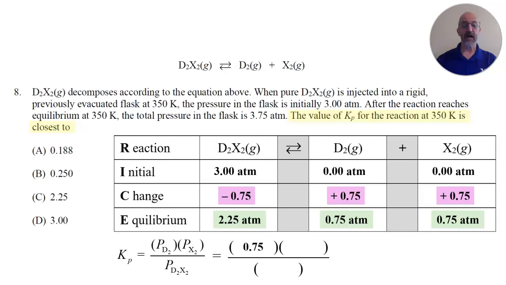0.75 times 0.75 divided by 2.25. And when I do that calculation, I get a value of 0.25, which represents the numerical value of the equilibrium constant Kp for this reaction at 350 Kelvin. So the correct answer to question 8 is choice B, 0.25. So again, we made a rice table as a good strategy for answering question 8.